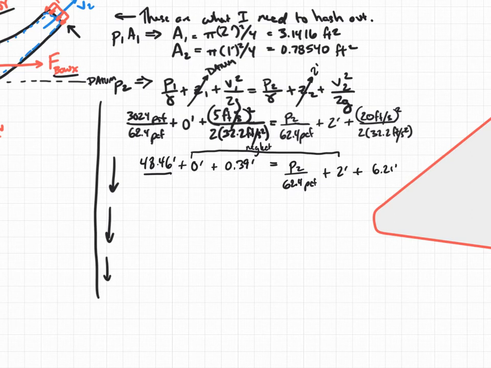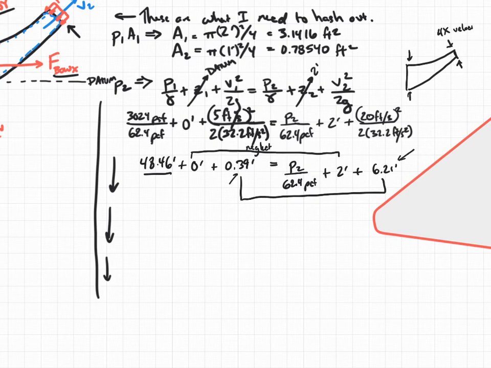The other thing to note here is the velocity heads. Notice these velocity heads. Notice how much larger this one is compared to this one. Why is that? It's very simple. When I draw this nozzle like this, this diameter is half of this diameter, which means that this velocity is 4 times the velocity here. And then that goes into the velocity head, that becomes 16 times the velocity head because you square it.